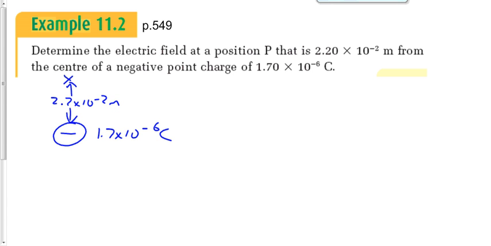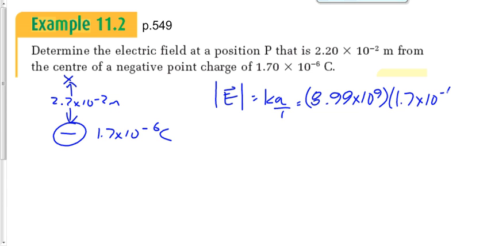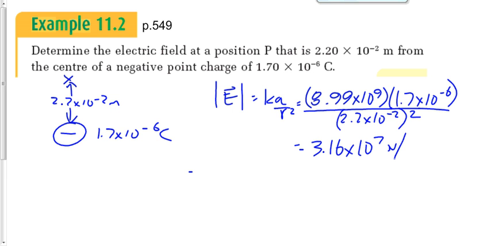What's the producer? What's the experiencer here? The producer is that big negative charge, and we don't know if there's an experiencer. Clearly, we know more about the producer if we don't even know if an experiencer exists. So let's use the producer equation here. Let's say E is equal to kQ over r squared, or 8.99 times 10 to the 9 times the charge of the producer divided by 2.2 times 10 to the negative 2 squared. Why, do you want to find out what that is for me? 3.16 times 10 to the 7, and the units for that would be newtons per coulomb.